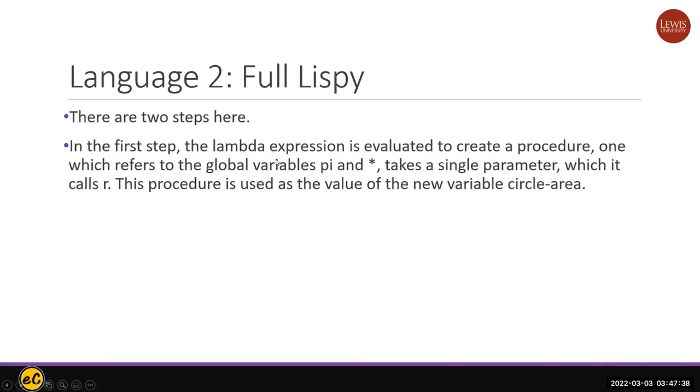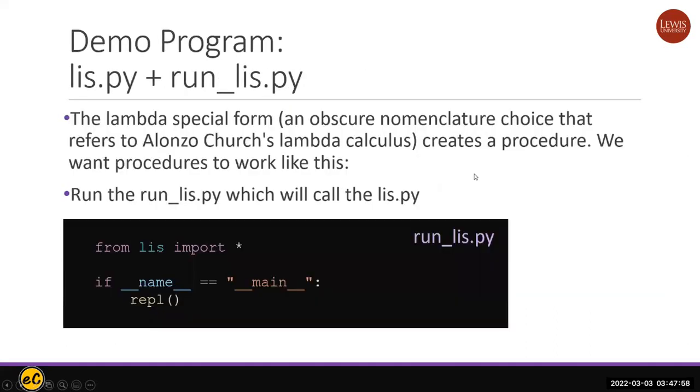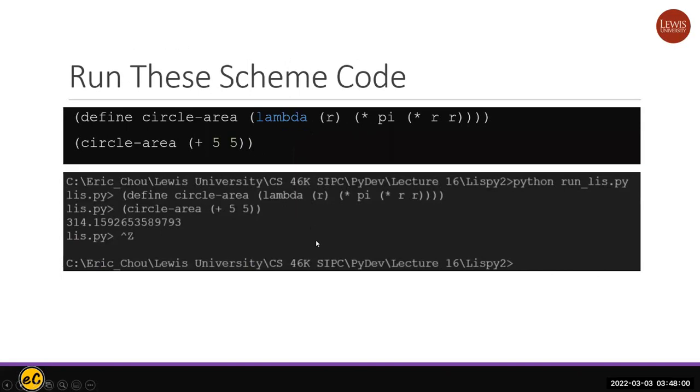So in the first step, the lambda expression is used to create a procedure, which refers to the global variables pi and star. It takes a single parameter, which is the radius r. This procedure is used as the value of the new variable circle area. So here we are talking about running this example.